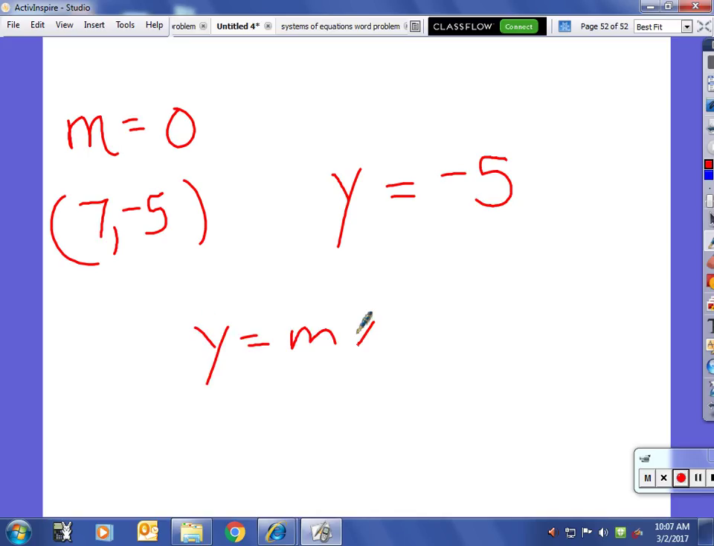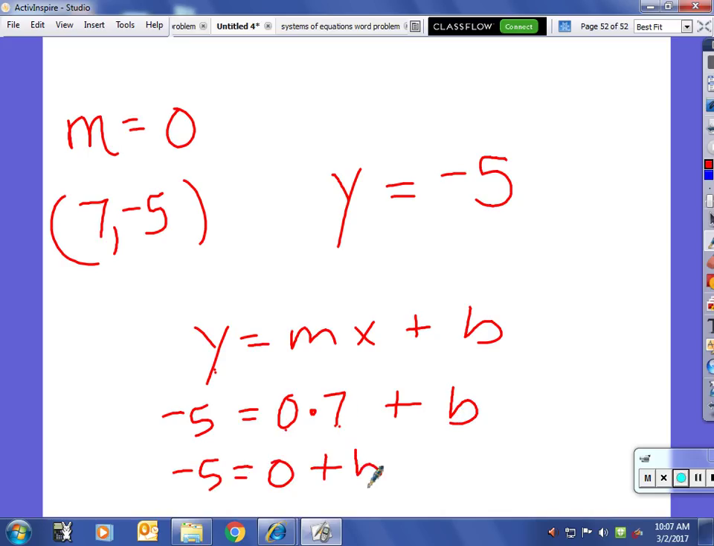Y equals mx plus b. My y value is negative 5. My slope value is 0. My x value is 7. What's 0 times 7? So negative 5 equals 0 plus b. What does b equal? Negative 5. So then you could write the equation y equals 0x minus 5. And then hopefully you'd realize I don't need to write 0x. That's going to disappear anyway. It's just y equals negative 5. So there is no excuse to miss that one.